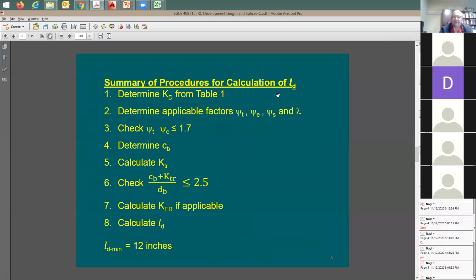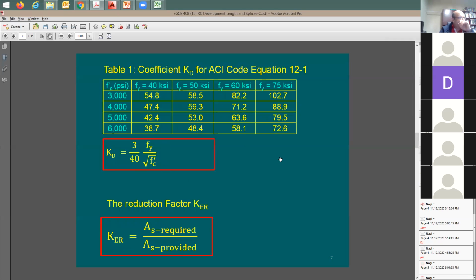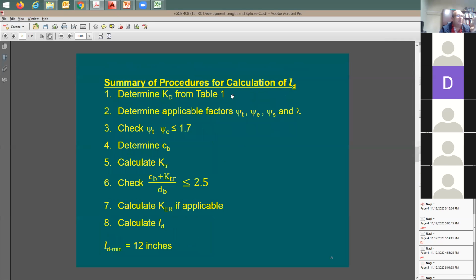The procedure, the steps, if you like, go here in steps. Number 1, find out KD. What's KD? Do this, or do it by hand, use the equation. Now, determine the values for psi T, the top, psi E, epoxy, psi S, size, and the lambda factor.